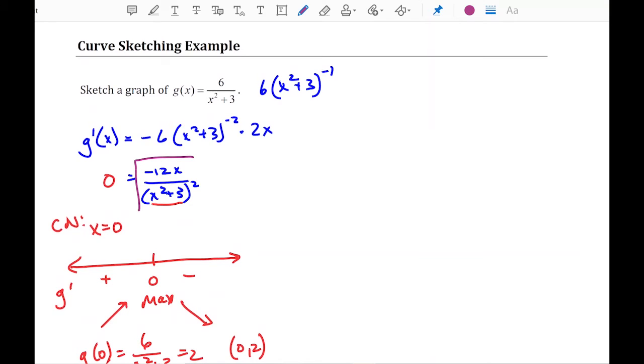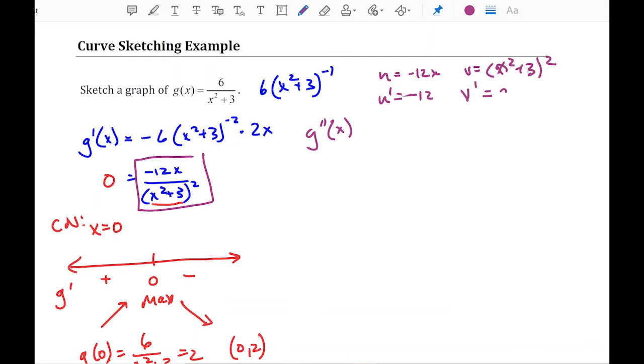And I'll start here at the first derivative. And I'm going to use the quotient rule. So for my second derivative, g double prime of x, let's make u equal to negative 12x and v equal to (x squared plus 3) squared. So u prime is negative 12, v prime is equal to 2 times (x squared plus 3) times 2x, or we'll just go ahead and make that 4x times (x squared plus 3). And I'm going to leave it as x squared plus 3.